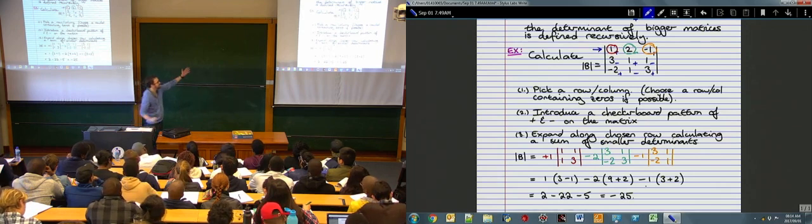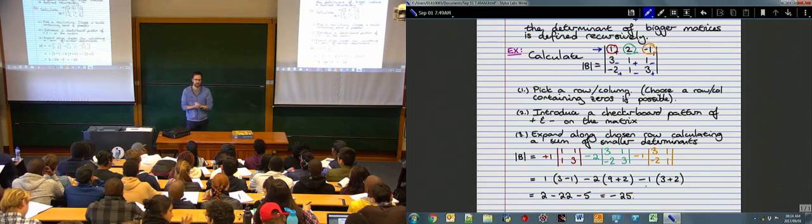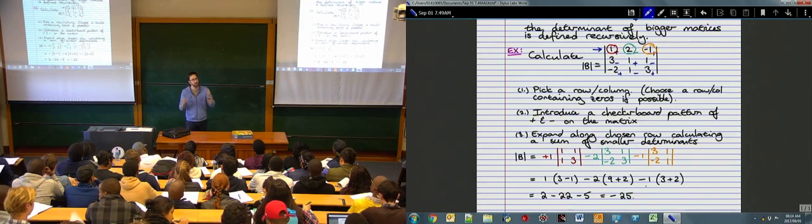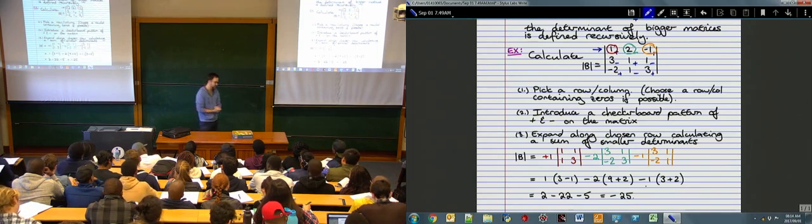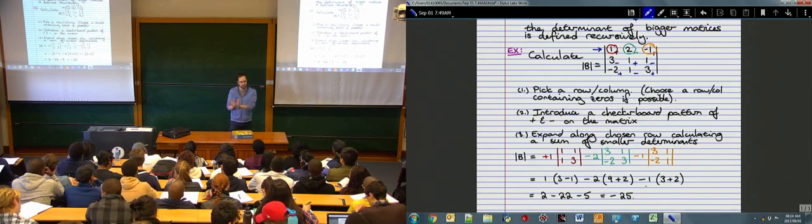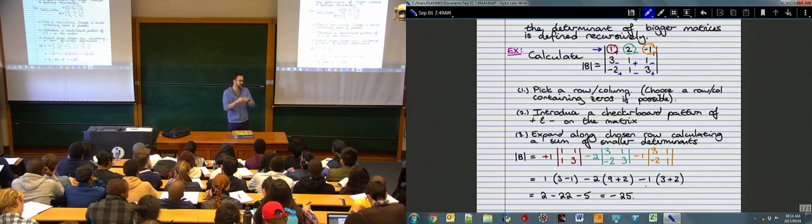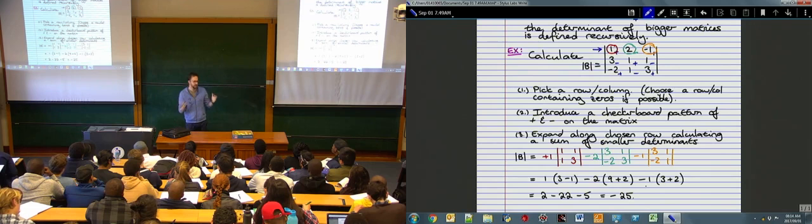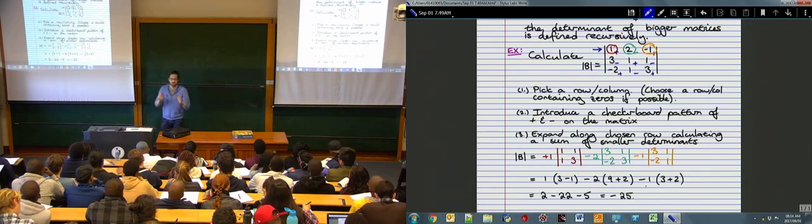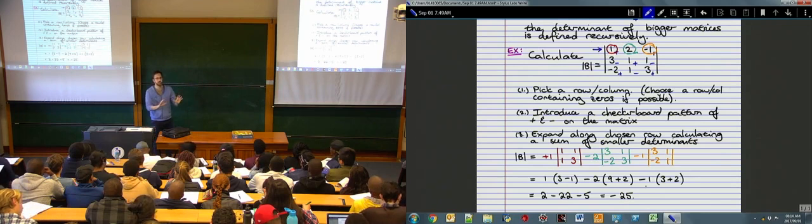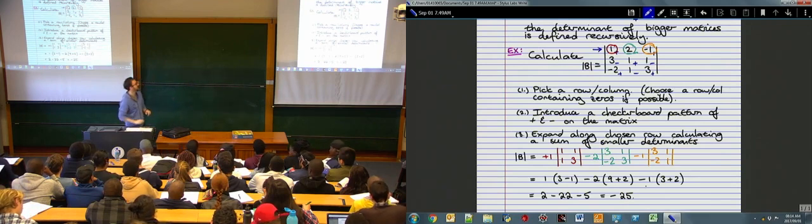So if you have a 3 by 3 matrix to calculate its determinant, you've got to calculate the determinants of 3 2 by 2 matrices. If you've got a 4 by 4 matrix, you need to calculate the determinant of 4 3 by 3 matrices. And each of those 3 by 3 matrices, you've got to calculate the determinant of 3 2 by 2 matrices. So you end up calculating 12 determinants. If you've got a 5 by 5 matrix, you've got to calculate 60 determinants. If you've got a 6 by 6 matrix, you've got to calculate 240 determinants. You end up doing lots of work very quickly, right?